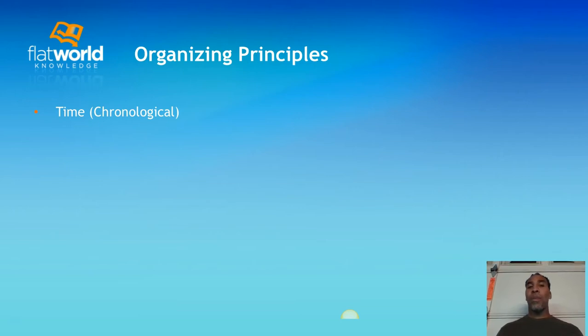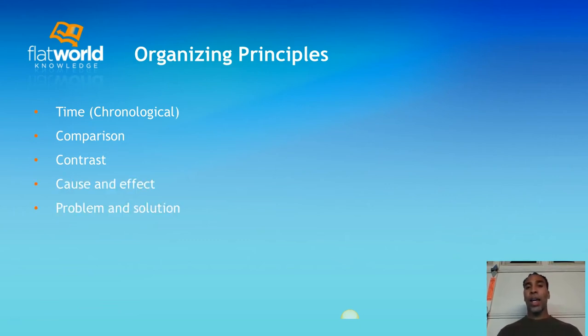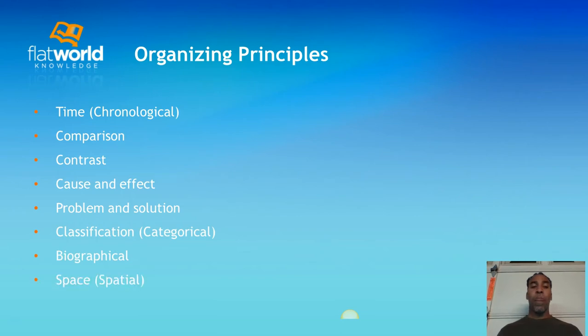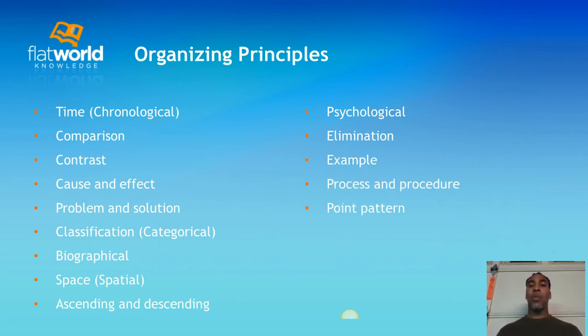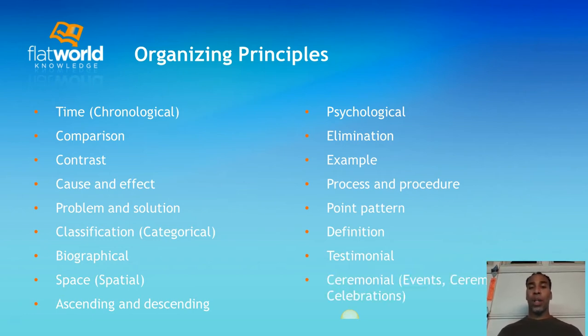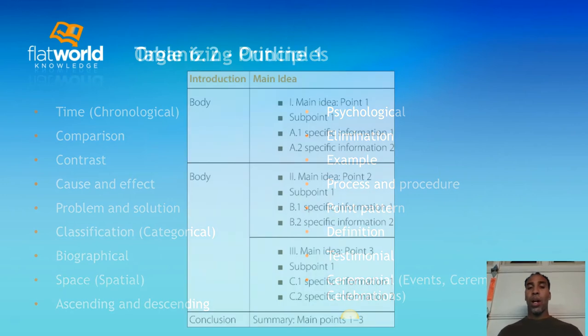Organizing principles: it might be organized through time, chronological, comparison, comparing A to B, contrast, cause and effect. A happened, so then B and C happen. Problem and resolution, this is a problem and solution. Could be problem and resolution too, but problem and solution. This is a problem, this is how we fix it. Classification, biographical. Space, ascending and descending, psychological, elimination. Example, process, procedure, point pattern, definition, testimonial. These are all different types of organizing principles, ceremonial, all different kinds.